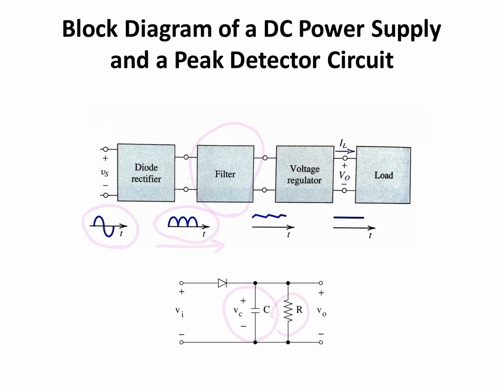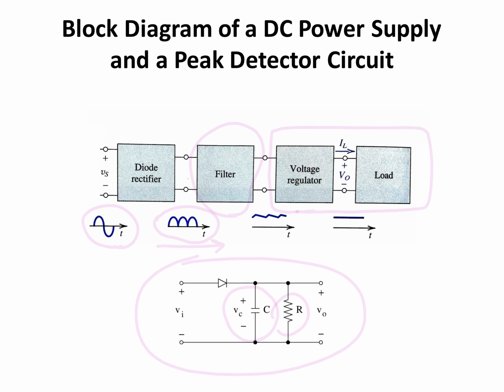So we can model these two blocks as a two-terminal load, and the capacitor is going to be in parallel with the load. This whole circuit is going to act like a peak detector circuit, which we're going to look at in detail to analyze its operation.